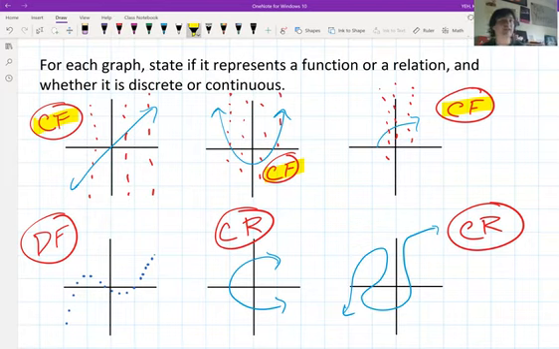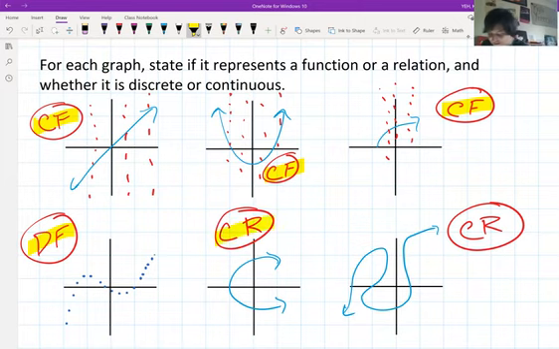The fourth one, getting into that second row now, that is a discrete function. Hopefully you spotted it as being discrete because it has a bunch of individual points that are not connected. But it is a function. Again, vertical line test, no problem. I'm never going to hit twice drawing vertical lines on that graph.